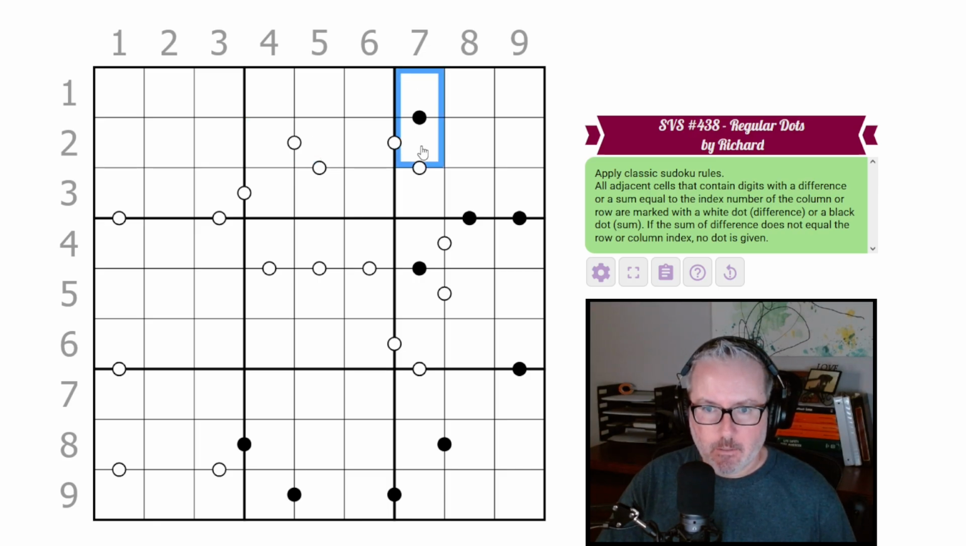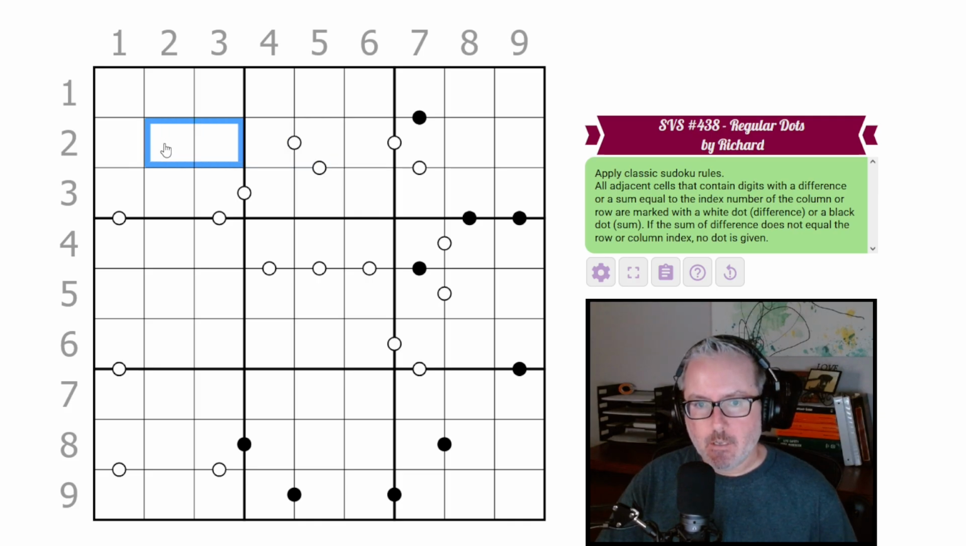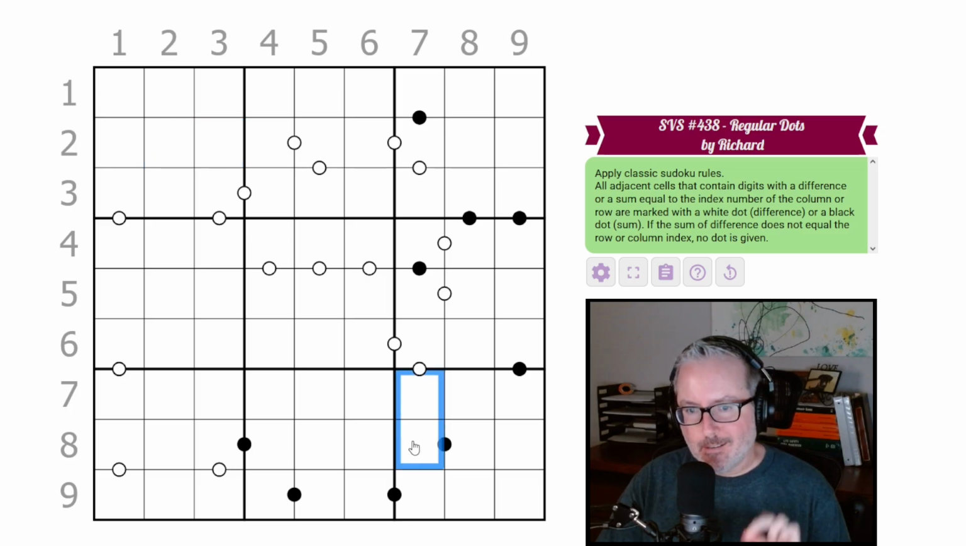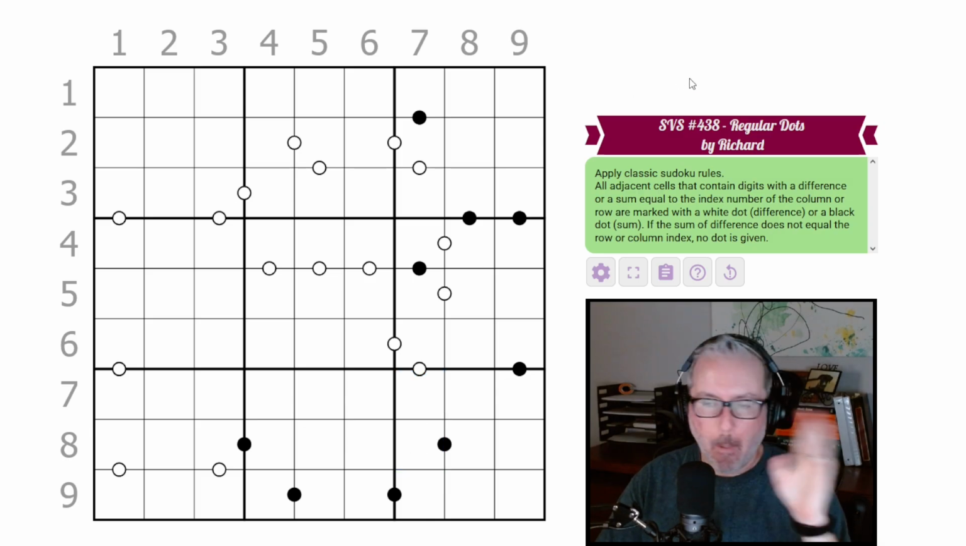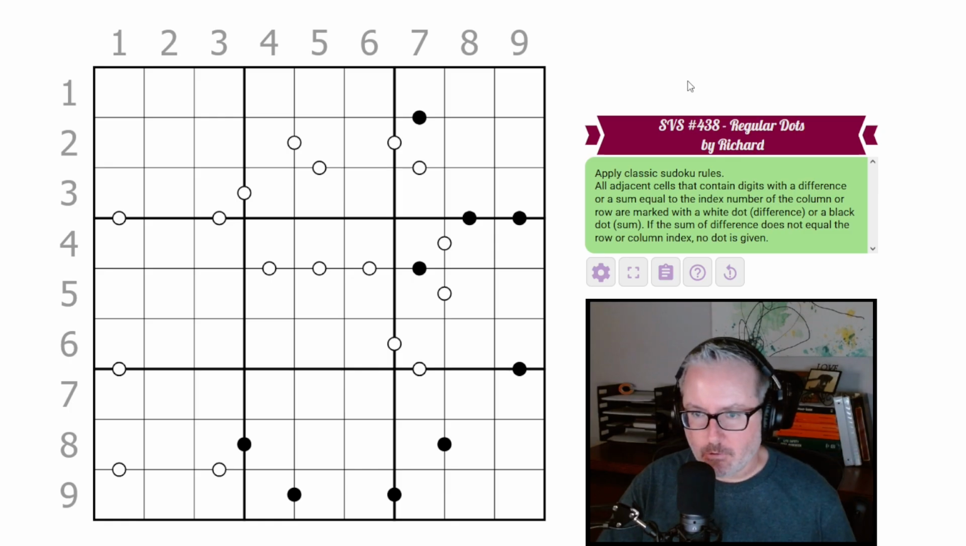And the black dots, on the other hand, are going to be sums. So these two digits, because they're on the 7th column, will add to 7 because they have a black dot between them. And then there, of course, is the negative constraint. So we said previously these could be a 4, 6. These cannot be a 4, 6 because they don't have a white dot between them. These two cannot add to 7 because they don't have a black dot between them. Okay, I think I've got that under control.